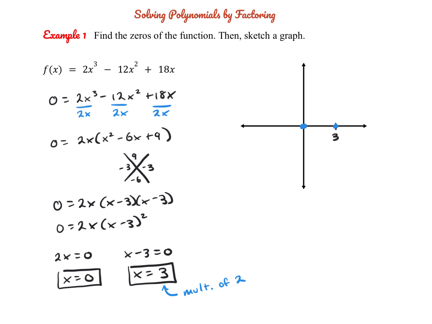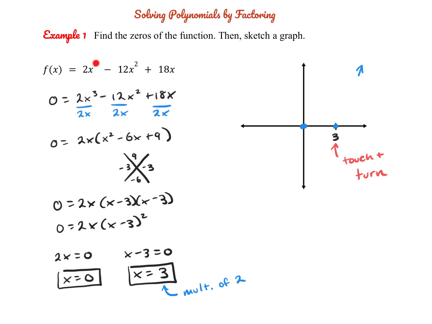And then remember, when we have a multiplicity of 2 or an even multiplicity, we're going to have a touch and turn. So it's going to touch the x-axis and turn around. And now we can go through the rest of the process for graphing. So this is really good review. Our leading coefficient is positive, so that means the right side of my graph is going to go up.